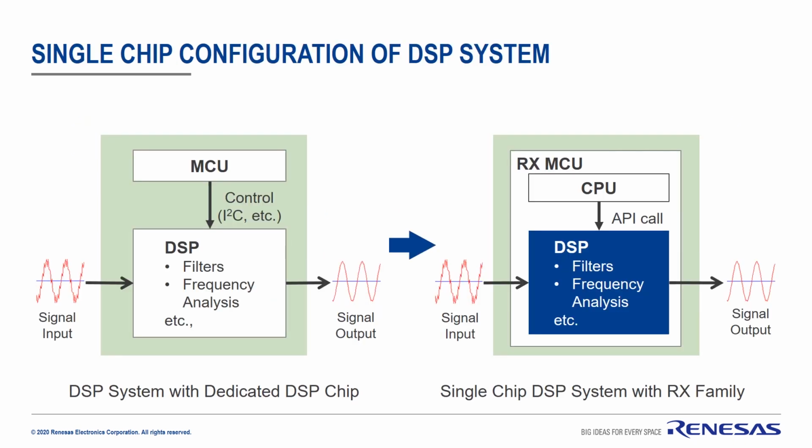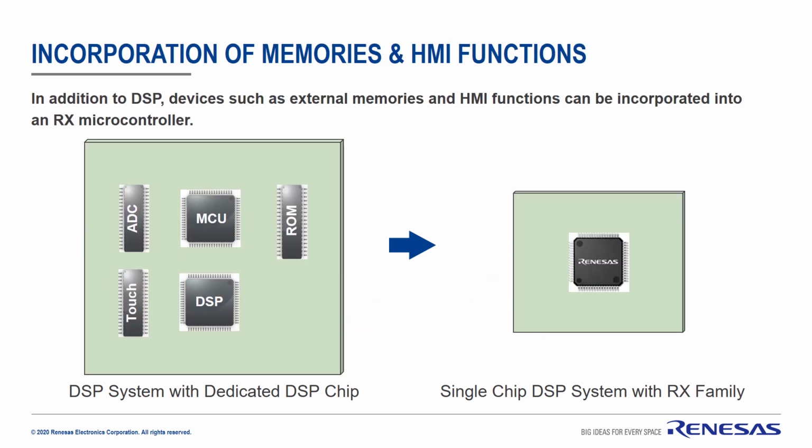Conventionally, DSP systems had to be composed of at least two chips, a dedicated DSP chip and a microcontroller. With an RX microcontroller, this functionality can be achieved in a single device. Many DSP designs also implement functions such as A to D conversion and networking. The RX family of microcontrollers incorporate many of these advanced functions in addition to the DSP capability. This inclusion of key functions can minimize board space and increase the functionality of DSP-based designs.